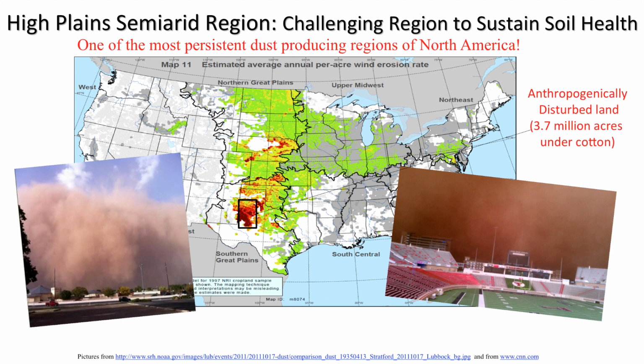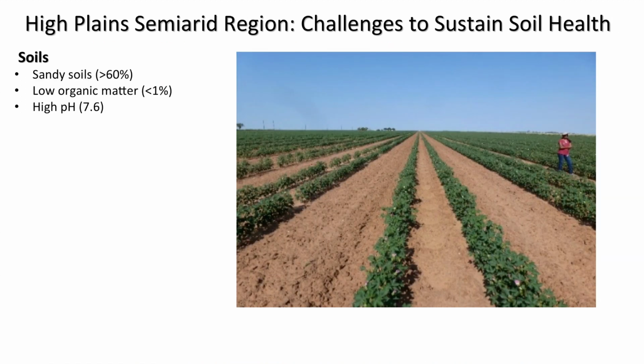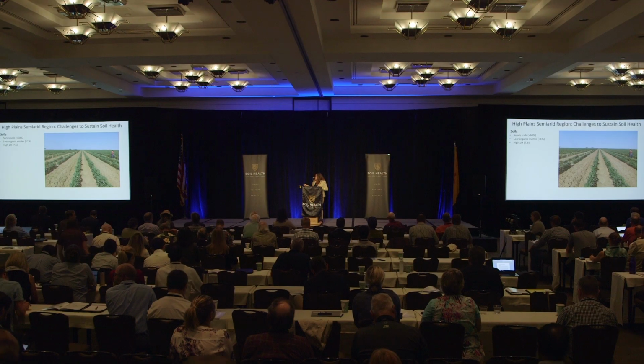As you can see here, the dust storms that we experienced recently remind us of conditions from the 1930s. And some of the challenges we have to sustain soil health begin with the soil, things that we cannot change. We have soils that are sandy, more than 60% sand content. They also have low organic matter, 1% or less, and they are high pH soils.